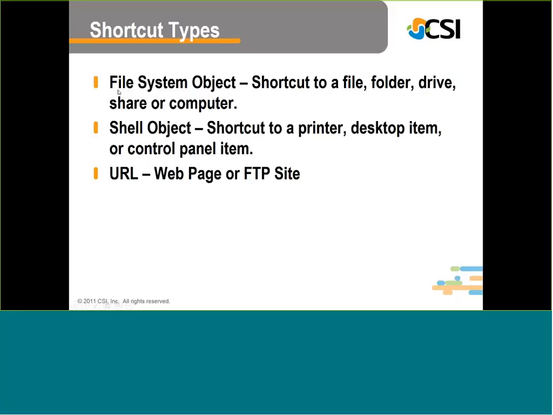All right, so here's the shortcut types. A file system object is a shortcut to a file, folder, drive, share, or computer. So Firefox exe is a file system object. A shell object is a shortcut to a printer, a desktop item, or control panel item. So if I want to put the control panel on the desktop, it's a shell item. If I'm making a shortcut for an application, it's a file system object. URL is a web page. School tool, URL. So that's the logic here.